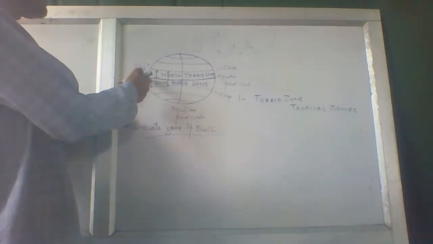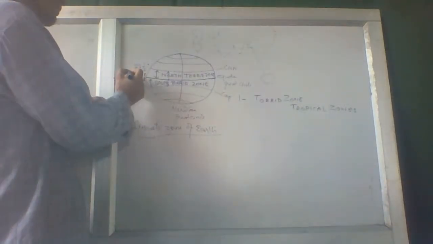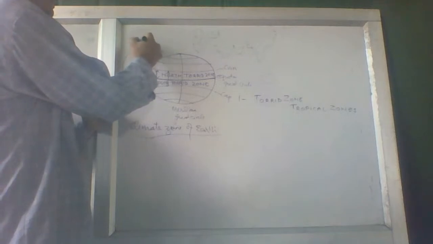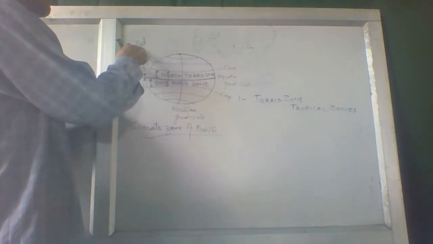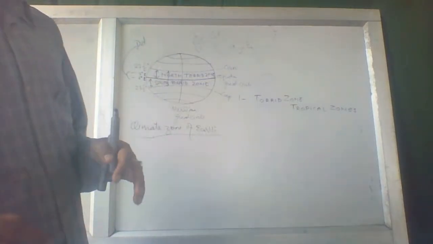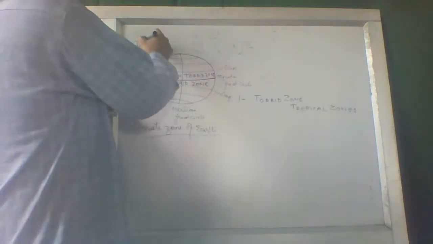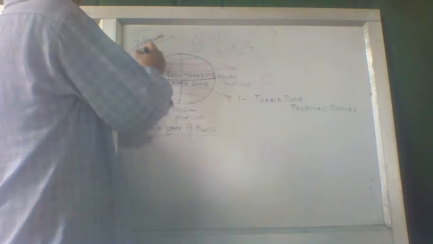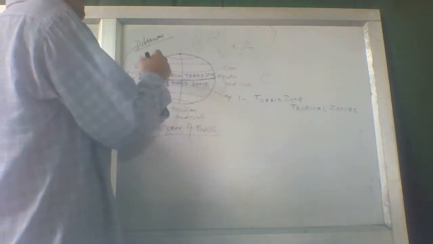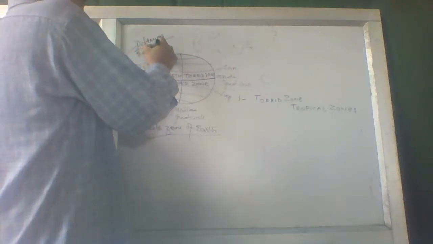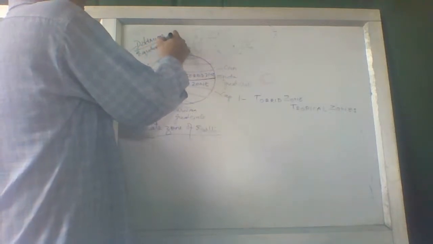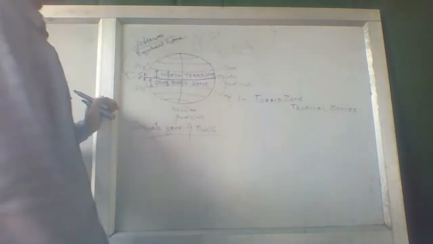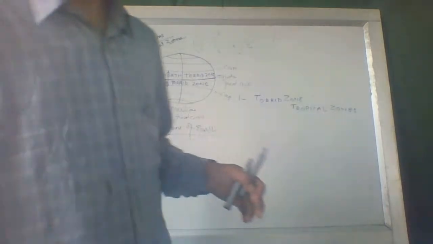All this part is called the doldrums or the equatorial zones because they are near the equator. Doldrums, D-R-U-M-S, also called the equatorial zone because this is near the equator.